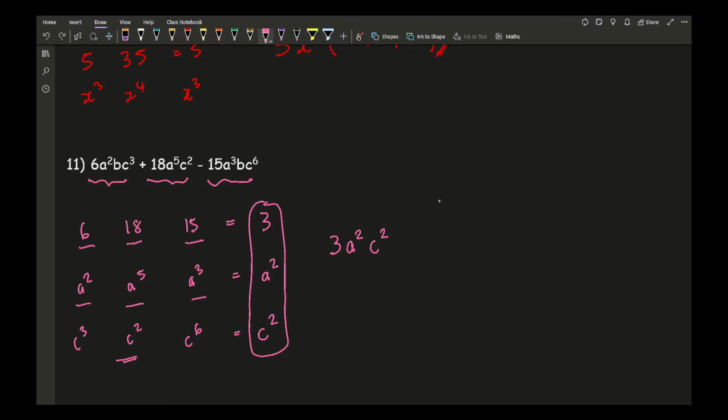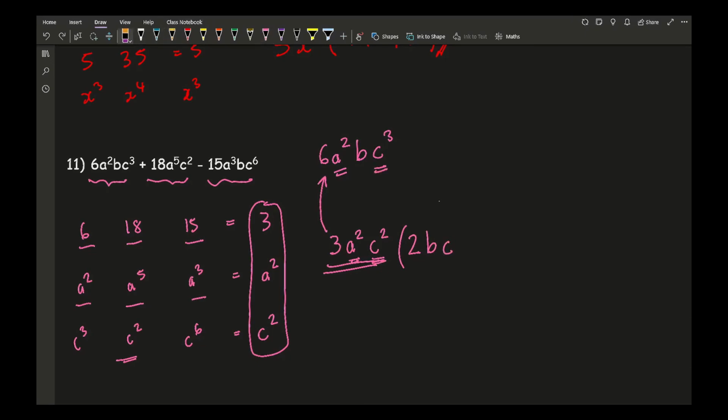Now if I again just write down the first term, so I've got 6a squared b c cubed, but this is what I've got. So what I need to do is say, well, okay, I've got 3, but I want 6. So what do I have to multiply it by? I multiply it by 2. I've got a squared, but I want a squared, so that's absolutely fine. I need a b, so let's stick a b there. And I've also got c squared, but I want c cubed, so I need another c.